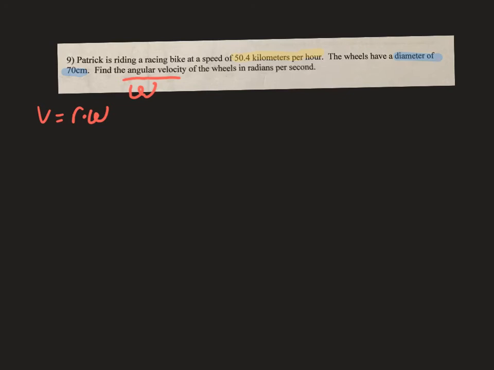The easy part is the radius. R is just going to be 35 centimeters. That's just 70 over 2, in case we didn't catch that. All right, now we need to make sure that we use the same units. This won't work if we're not using the same units.